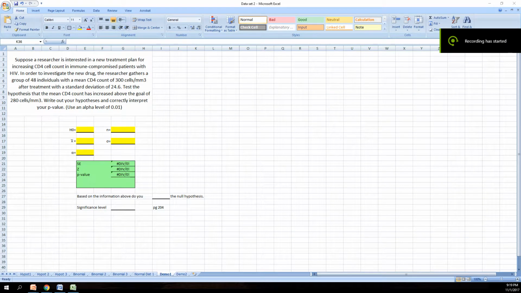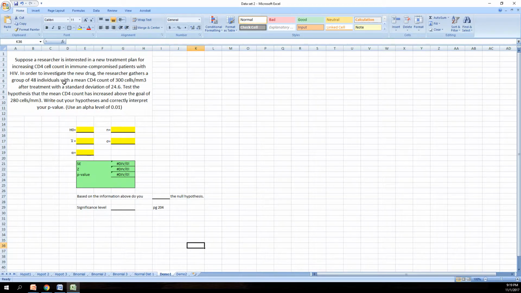Hello everyone, here is data set number 2 for Nursing 330. I have changed things up just a little bit for this data set, but nonetheless it's the same. It'll be a little less tedious as far as inputting the actual formulas themselves, and more about making sure you understand the question and putting it in, so the calculators will do everything for you. So let's jump right in and get going.